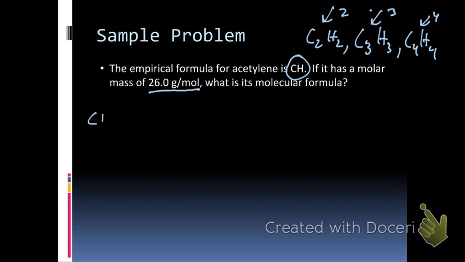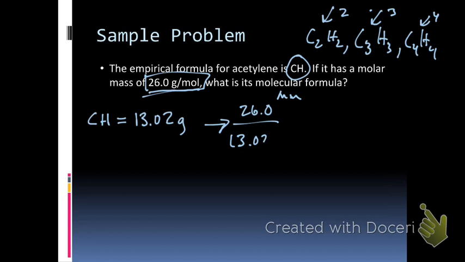To figure out the multiple, you first have to figure out the molar mass of this empirical formula. Well, C and H is 12.01 plus 1.01, which is 13.02 grams, right? If the molar mass of acetylene is 26.0 grams, I can figure out the multiple by taking the molar mass, 26.0 grams, and dividing it by the empirical mass, 13.02 grams, right? And you'll see that the multiple is 2. And so acetylene is just doubling CH, which is going to be C2H2.